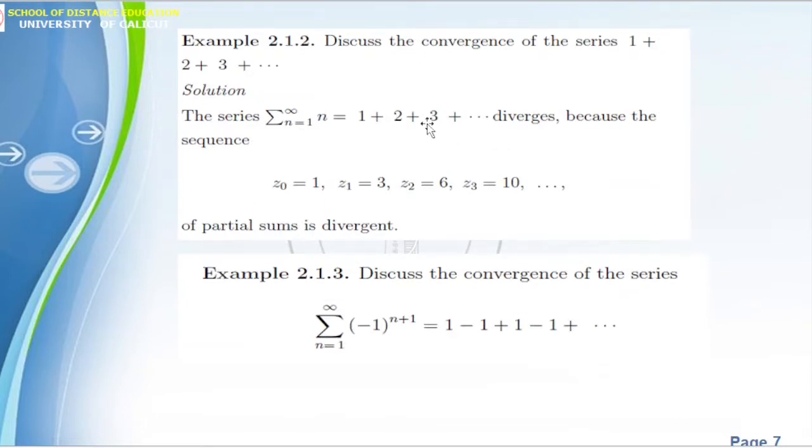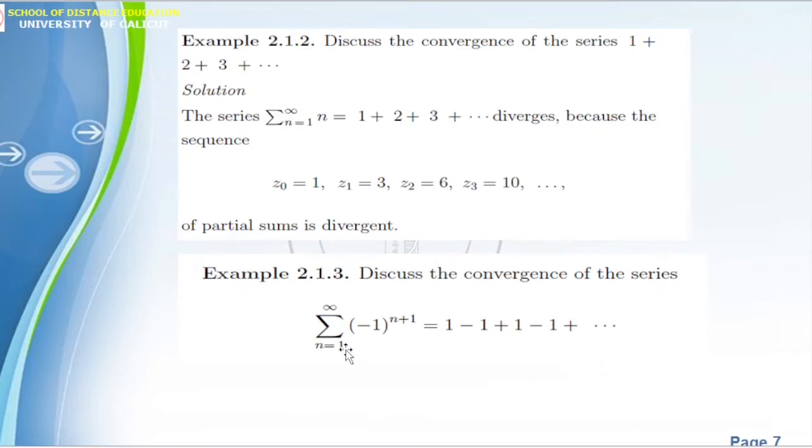And what can we say about the series 1 plus 2 plus 3 plus, going up to infinity? Yes, the series diverges because the sequence of partial sums z0 is 1, z1 is 1 plus 2 which is 3, z2 is 6, etc. It is going up to infinity. So its limit is infinity. Therefore, the limit of the partial sum is infinity. So the given series is divergent.